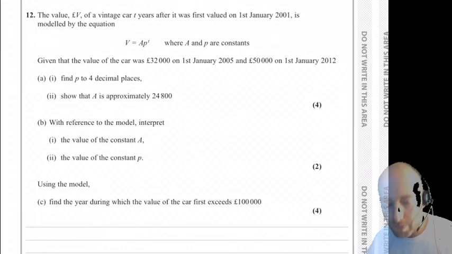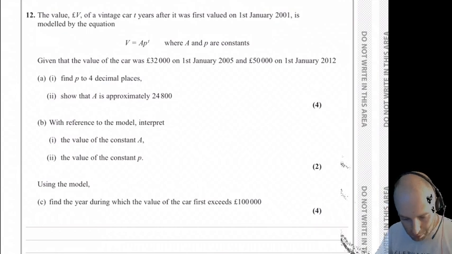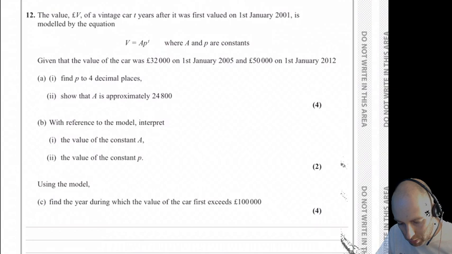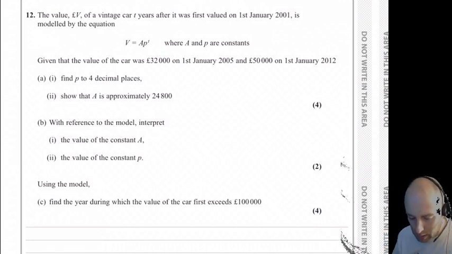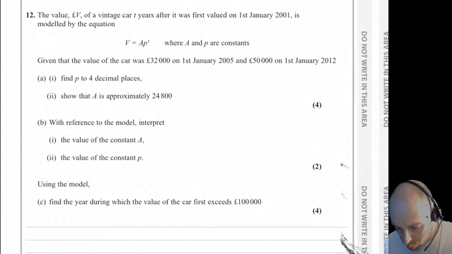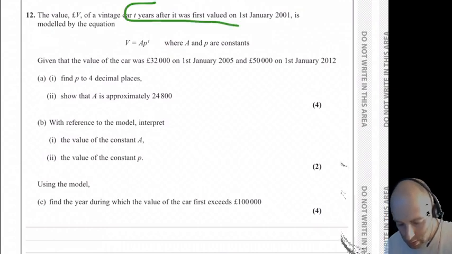Cool. All right, so we've got 5 minutes, guys. Let's try and get through the first bit at least. So given the car's value was 32,000 on the 1st of January and 50,000 on the 1st of January 2012. Okay, so it's first valued in 2001. So T is years after it was first valued. So 2002 would be 1 year after.